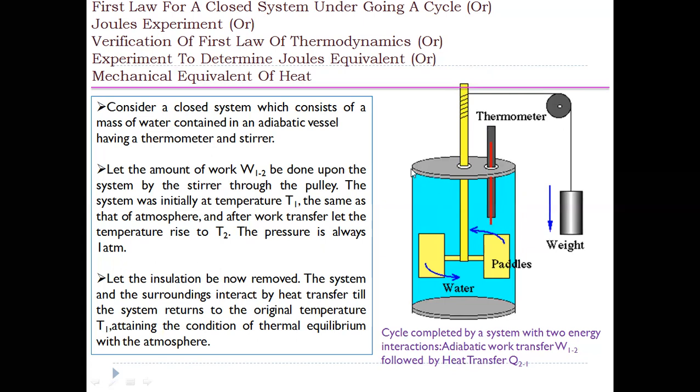Okay. So after reaching the temperature T2, the pressure is maintained constant. Now, when the temperature increases from T1 to T2, if the insulation is removed, what happens? There is an interaction between system and surroundings. That means the heat is transferred from water to surroundings, in order to maintain the equilibrium condition of the temperature, or thermal equilibrium, with the atmosphere.